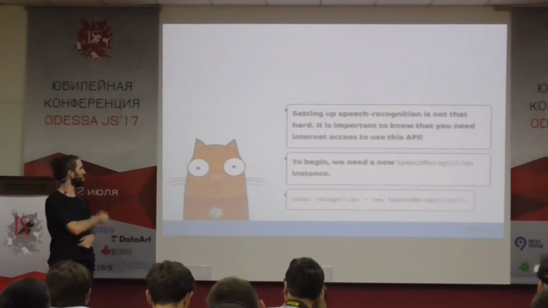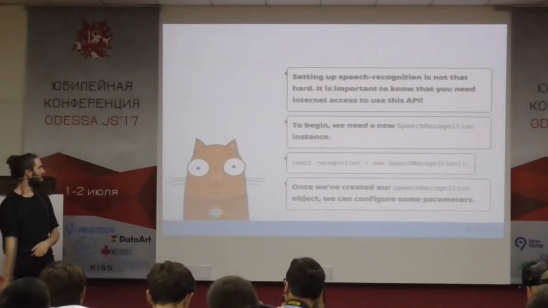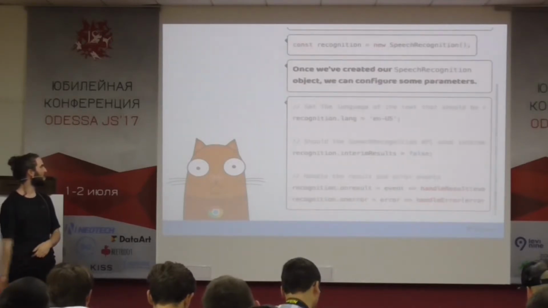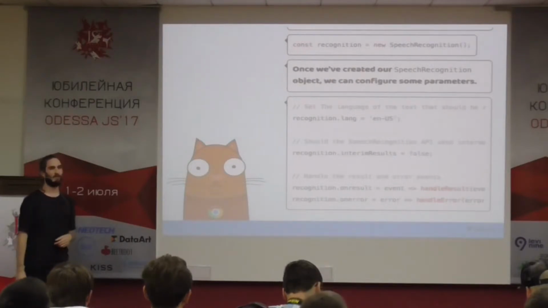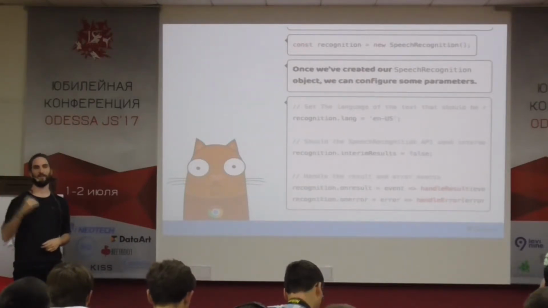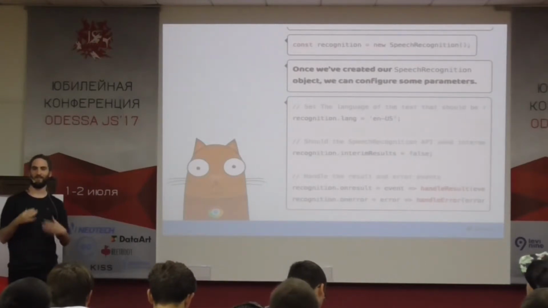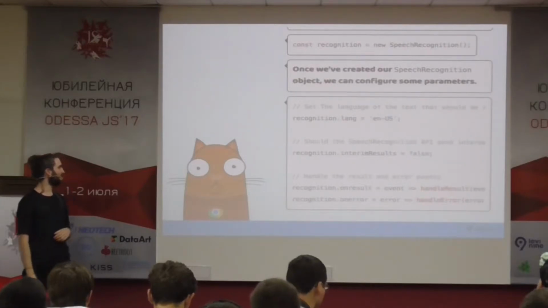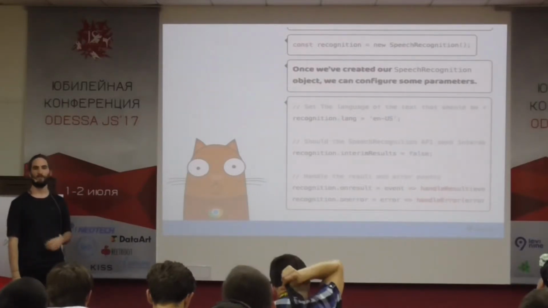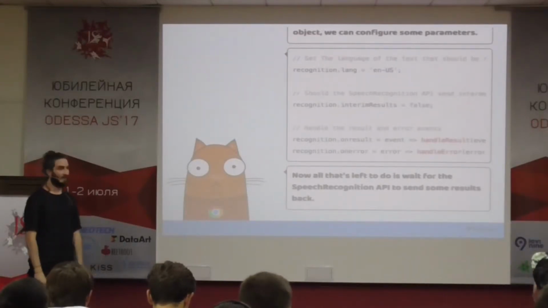So you first need to make a speech recognition instance like this. Once you have that, you can configure some parameters like I'm going to talk in English. I don't want intermediate results, otherwise it will keep on sending me results until it's fairly sure that it has the right interpretation of the thing you said. And then you can configure some event handlers like what to do when I have a result or what to do when I have an error. And that's basically all you need to do to make this speech recognition work.